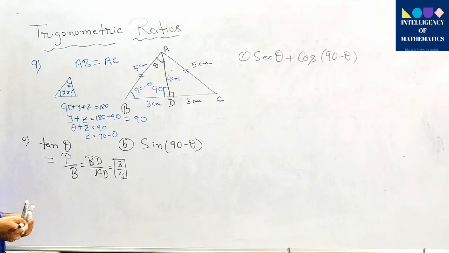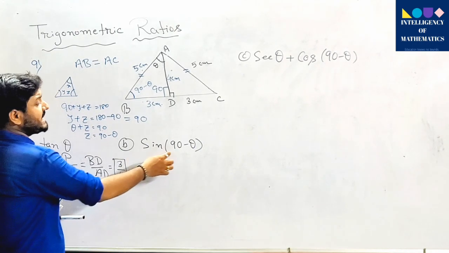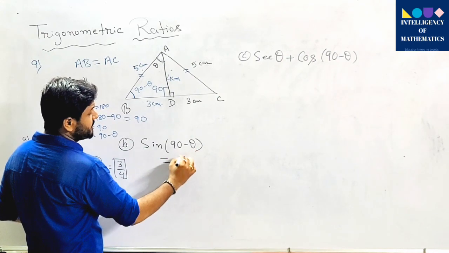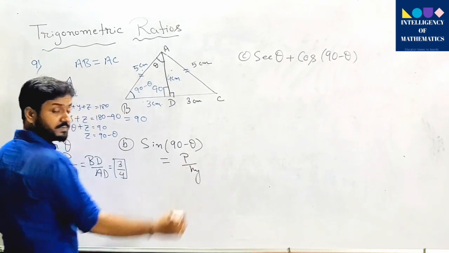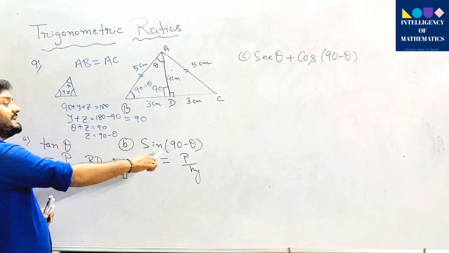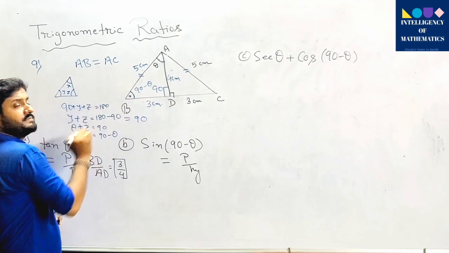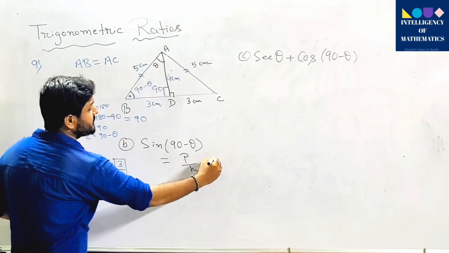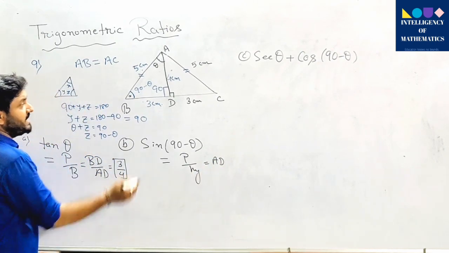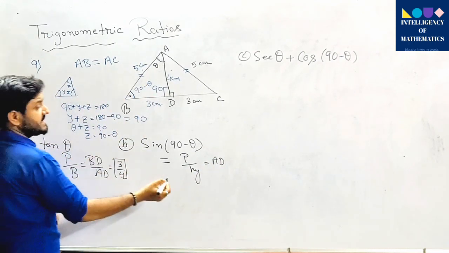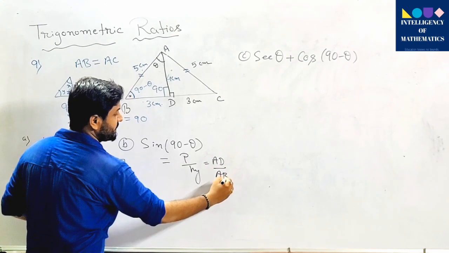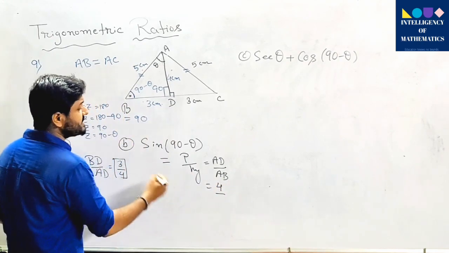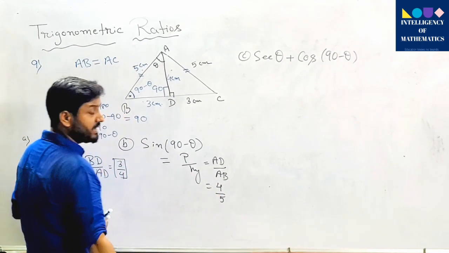In the same way, when we do sine 90 degree minus theta, firstly we write sine means perpendicular by hypotenuse. Now 90 degree minus theta means this angle. Considering this, the side in front is AD, so AD is your perpendicular. In front of the right angle, AB is the hypotenuse. Put the values. AD's value is 4, AB's value is 5. The answer will be 4 by 5.